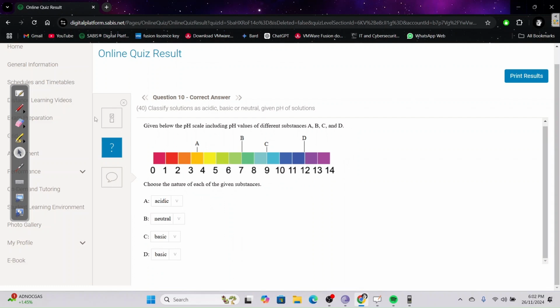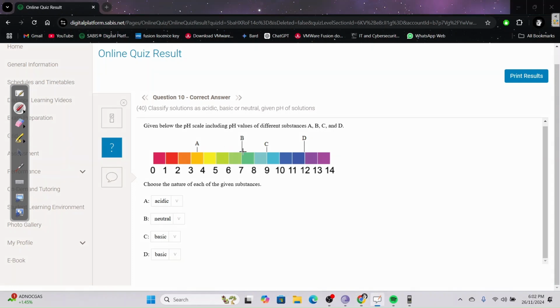A is acidic because it has a P. Let's just do a quick recap of the pHs. Anywhere below 7. So let's say it's blue. Anywhere here is acidic. Okay. Anywhere greater than 7. So let's put it black. This is going to be basic.